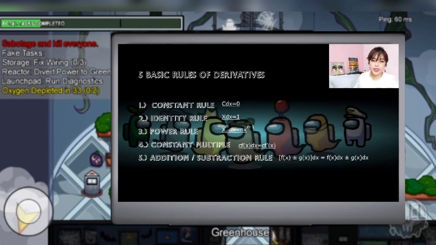So these are the 5 basic rules of derivatives that we have discussed. The constant rule, the identity rule, third the power rule, fourth the constant multiple rule, and last the addition subtraction rule.